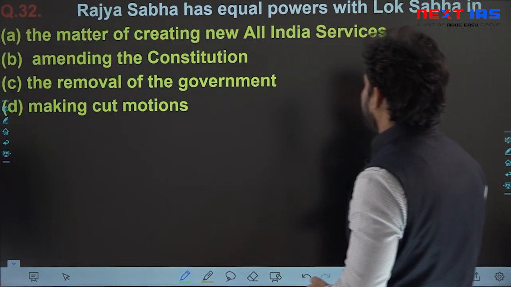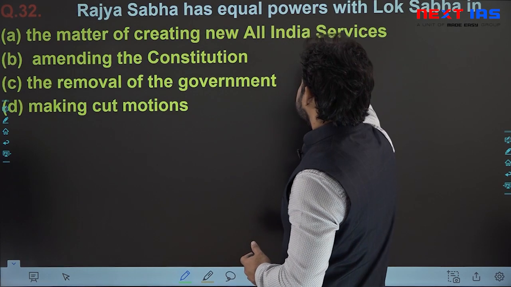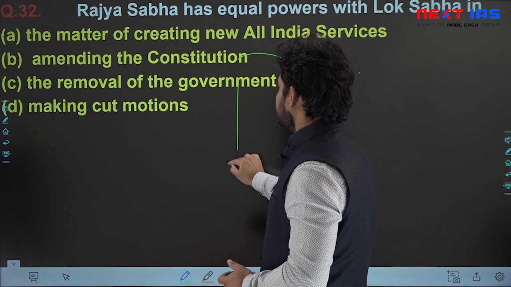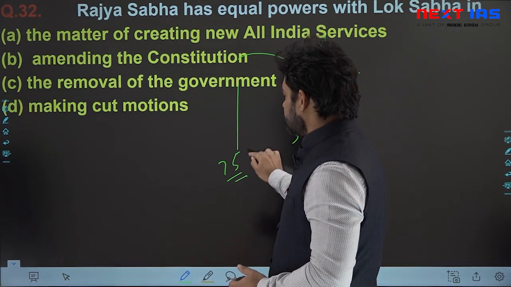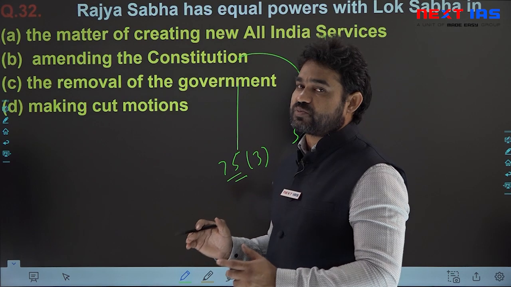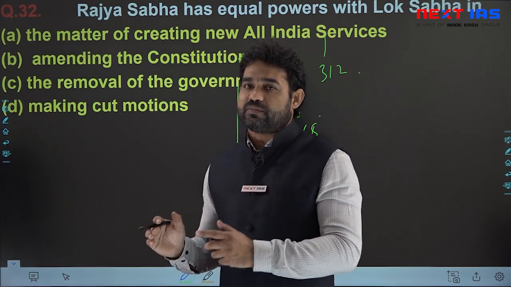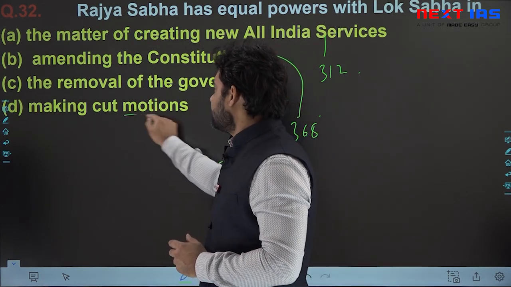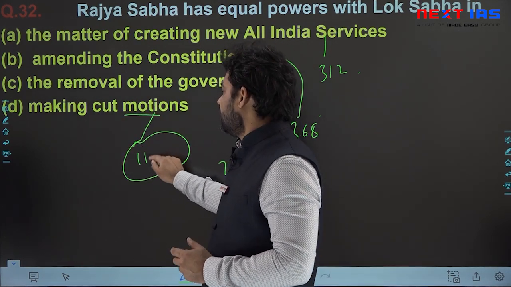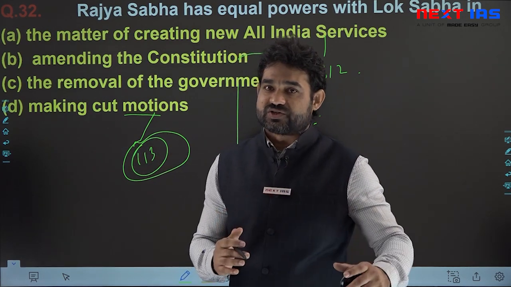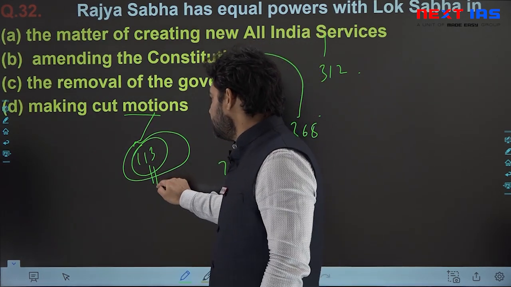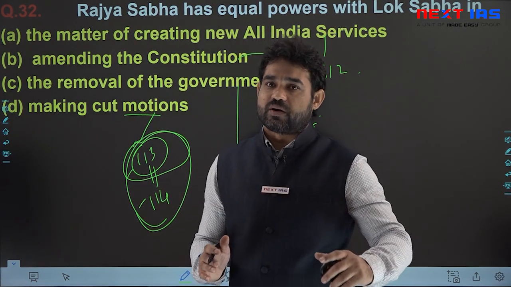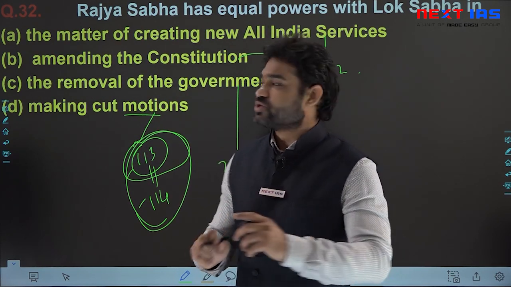Similarly, Rajya Sabha has equal power with Lok Sabha in the matter of, so if anybody has studied Article 312, Article 368, removal of government, that is Article 75 clause 3, which says the Council of Ministers shall be collectively responsible to the lower house of Parliament, the House of the People, or in case of the state under Article 164, and similarly making cut motions, for example in the Parliament of India under Article 113 we talk about the grants, and then the cut motions. So Article 113, Article 114, if anyone has studied properly, one would be able to understand how to answer the question based on this.